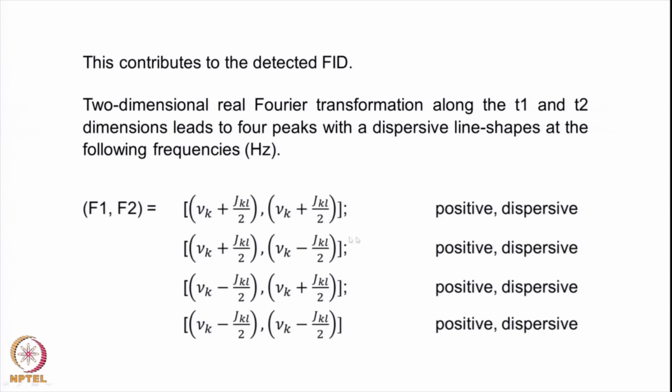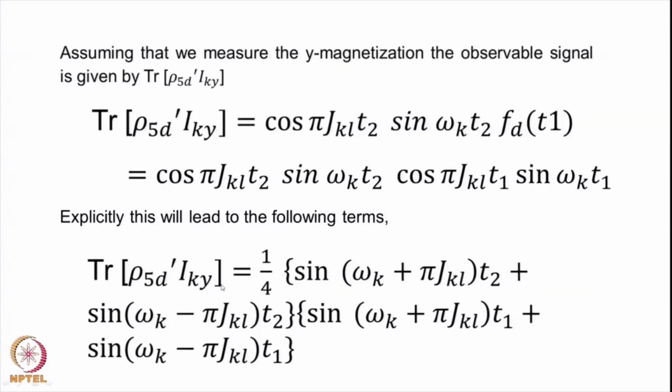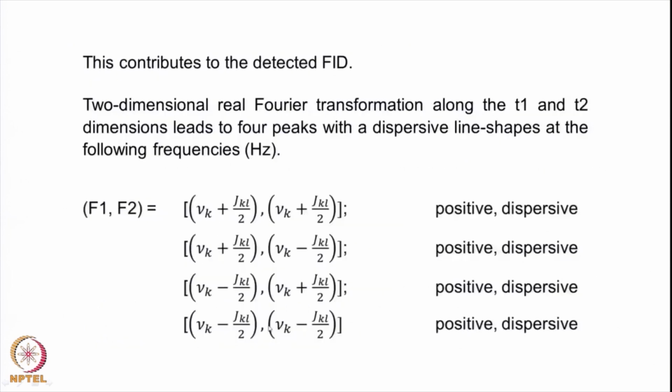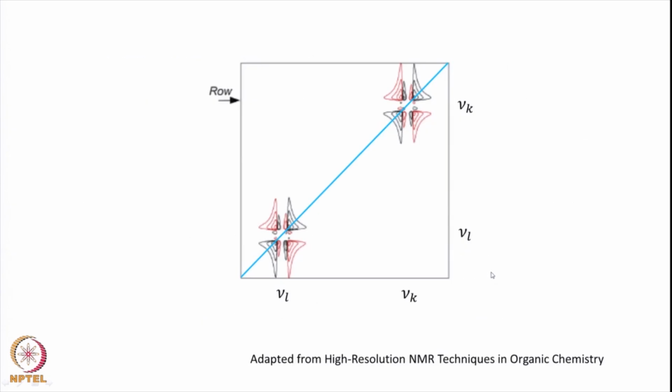All of these are positive, because you see in the previous expression they all have positive components. These are plus, plus, plus, all of them are plus. Therefore, I will have all positive peaks and they all have dispersive line shapes. So, how does the spectrum look? This is the way the spectrum will look.